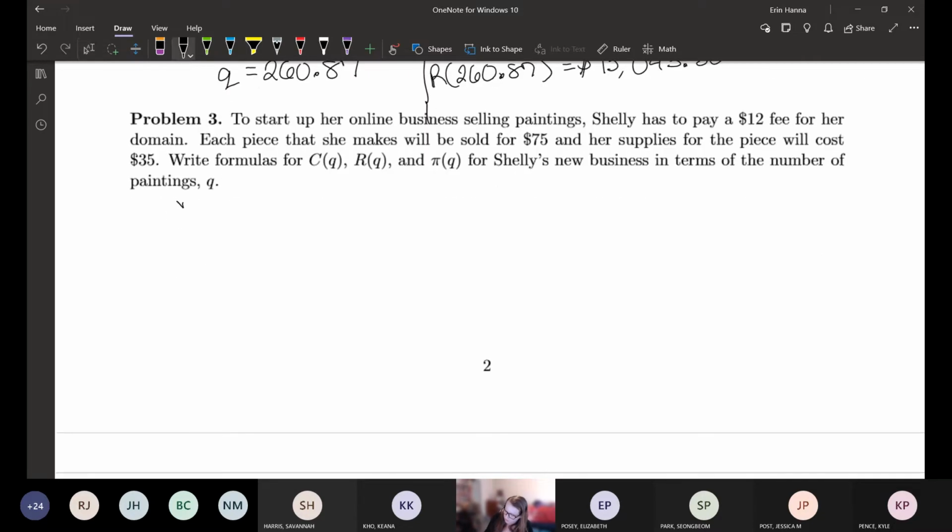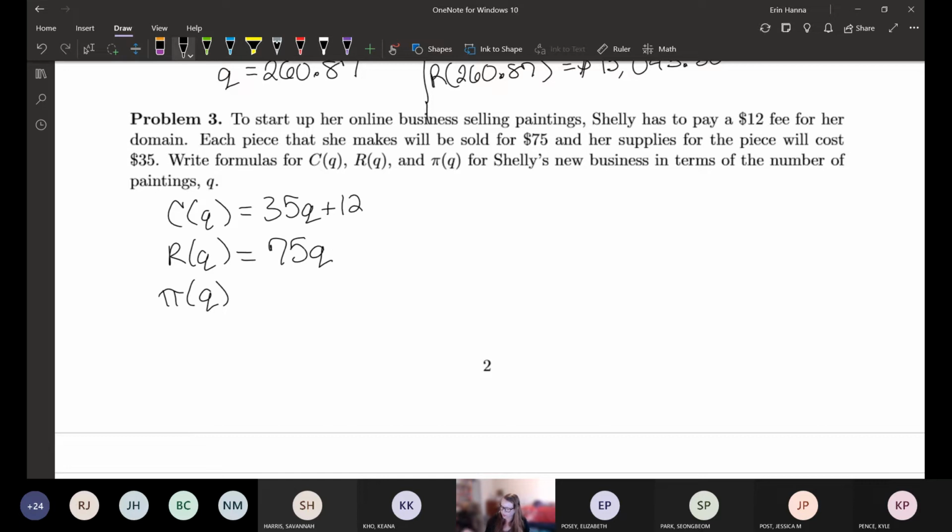All right. Cost, revenue, profit. So our cost function will end up being 35Q plus 12: $35 for the supplies per painting, $12 for the price of the domain for the website. She's selling them for 75, so our revenue will be 75Q. Making our profit 75Q minus, in parentheses, 35Q plus 12, giving us 40Q minus 12.